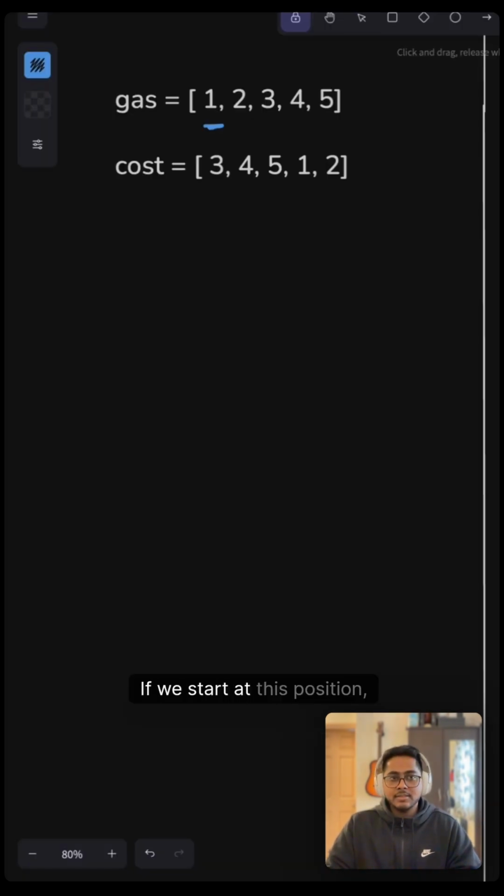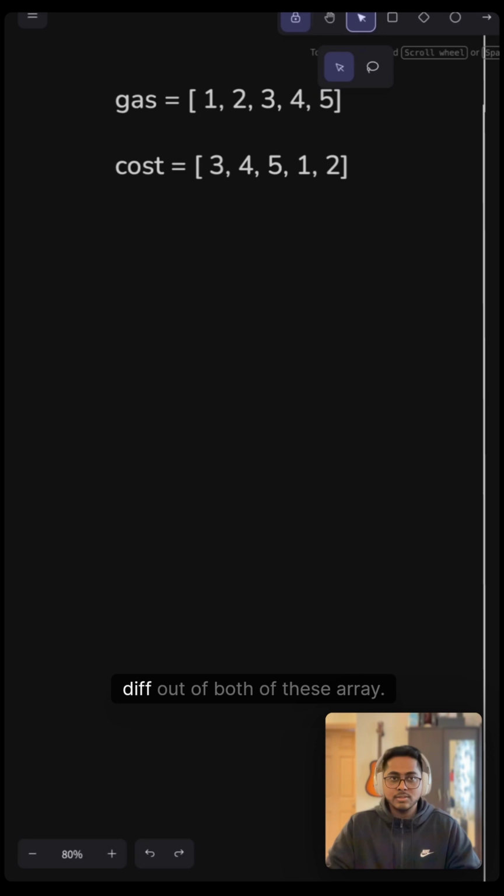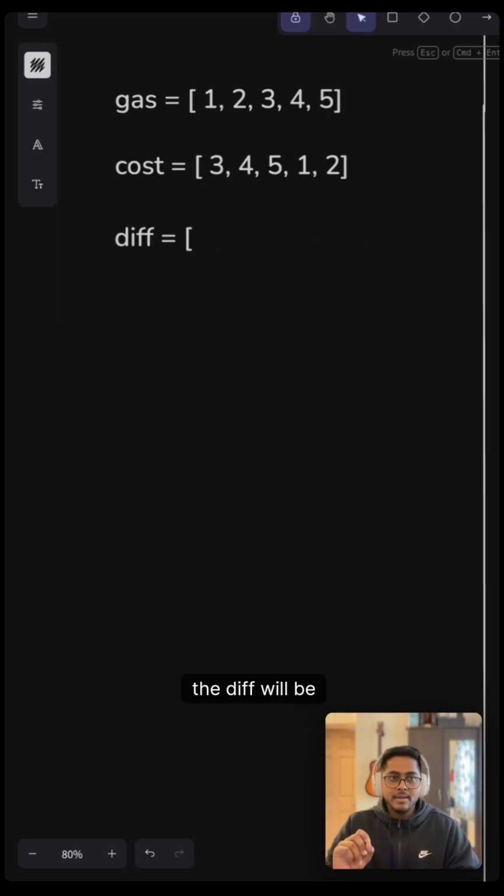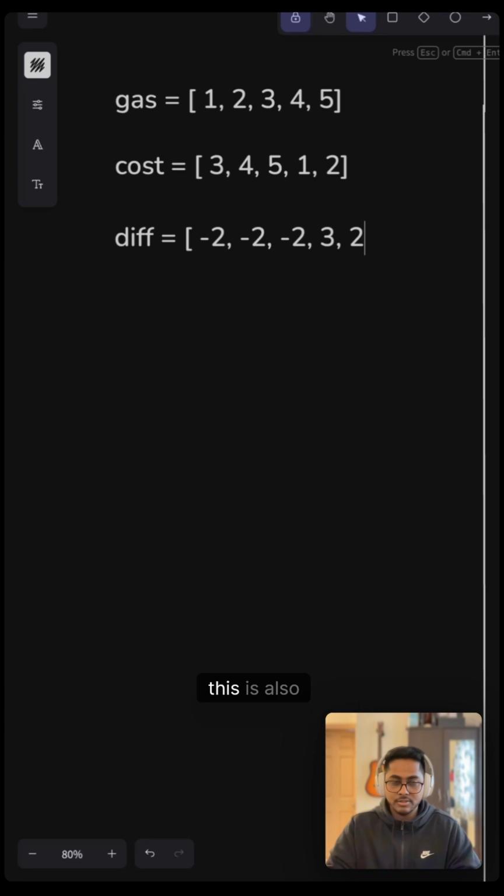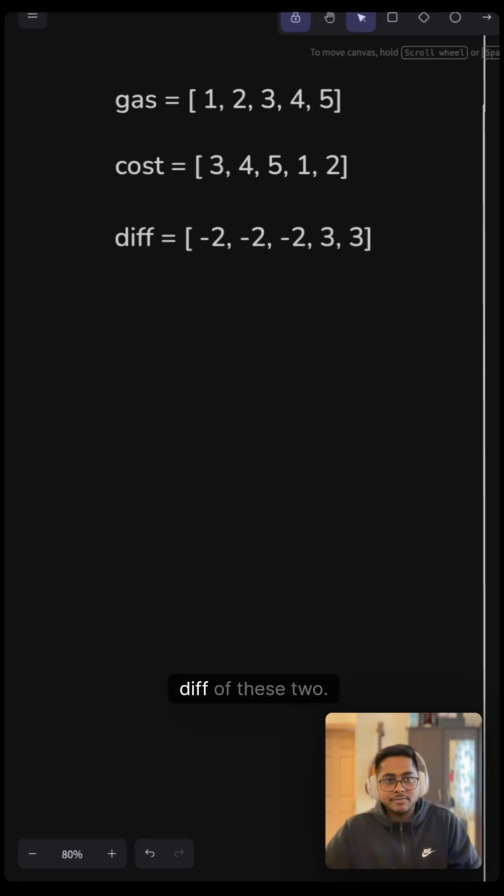If we start at this position, it costs us 3 units to go from 0 to 1. So it's a good idea to take a diff of both of these arrays. The diff will be gas at i minus cost at i. So it will be minus 2 here. Again, this will also be minus 2, and 3 minus 5 is also minus 2. 4 minus 1 is a positive integer, which is 3. And again, 5 minus 2 is also 3. So this is our diff of these two.